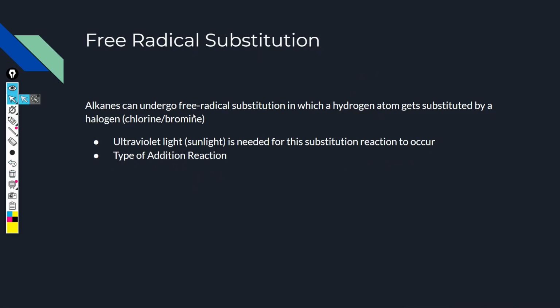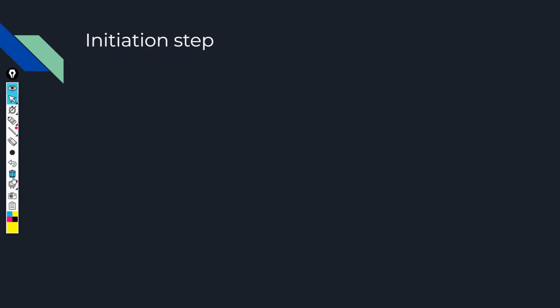Now let us look at the first step. The first step is called the initiation step. What we're doing is adding a halogen to an alkane. So what is a halogen? Let's take the example of Cl2. What happens here is the UV light. If we draw the diagram, this is chlorine.